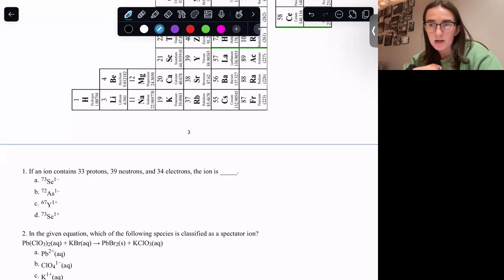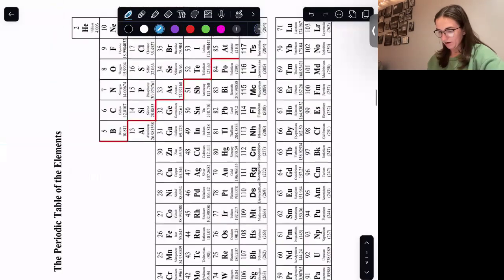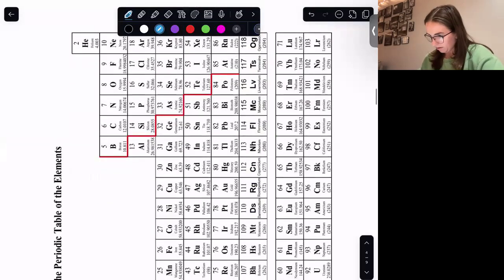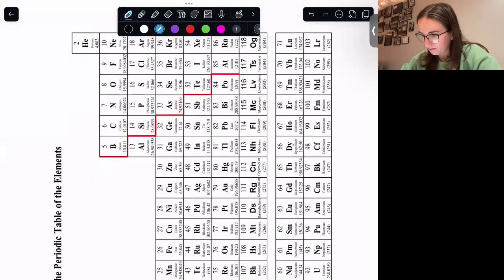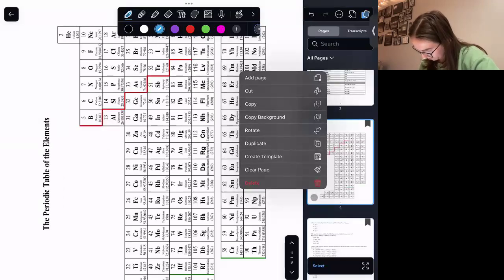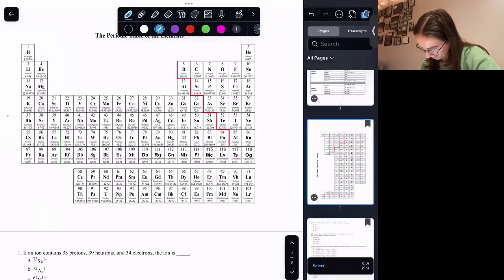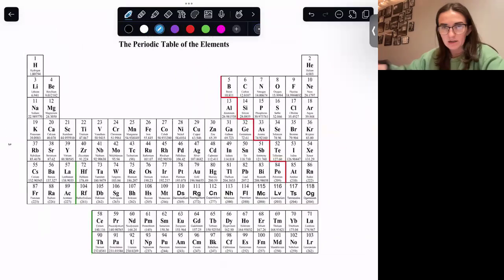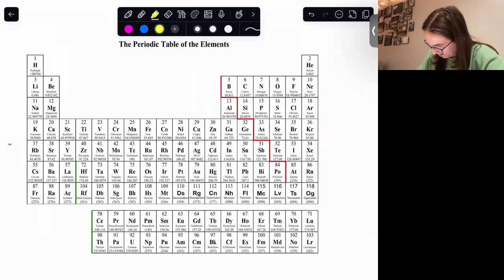You do need to know your diatomic elements. Those are important. So your diatomic elements are nitrogen, oxygen, fluorine, chlorine, bromine, iodine.